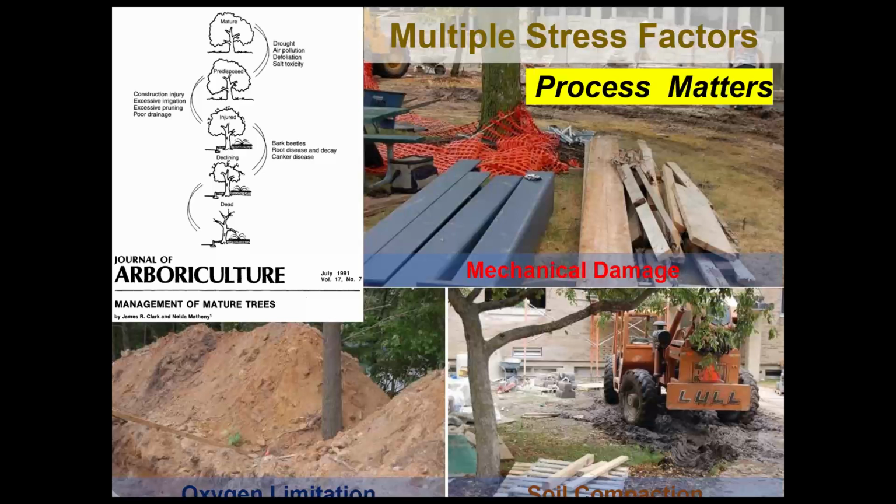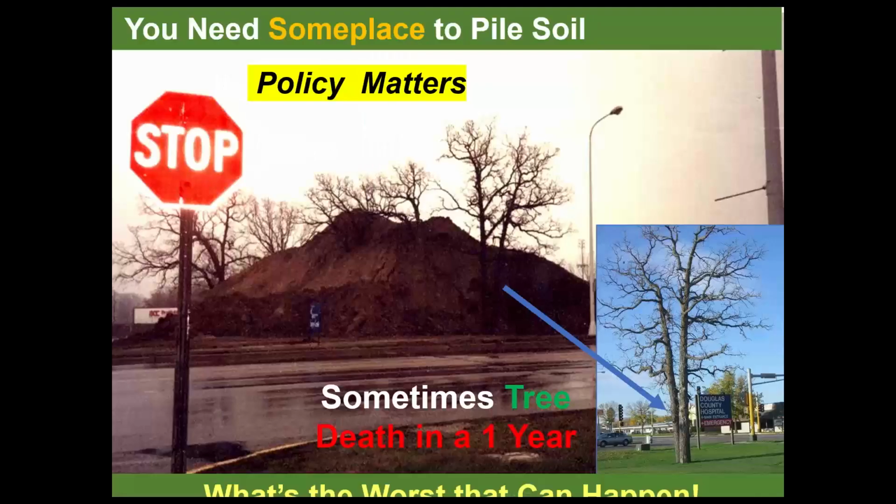Healthy trees may be able to tolerate it, less healthy trees perhaps less so. You can see from this decline spiral that Nelda Matheny and James Clark came up with, it really explains this process pretty well. The other part is policy matters. Take a look at this picture here. It may look like just a pile of soil. Actually, when I saw this pile, it looked like a pile of snow.